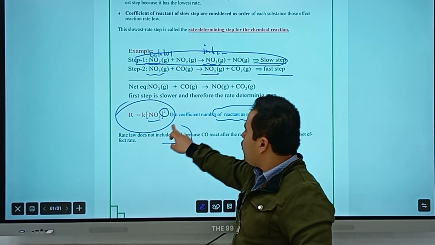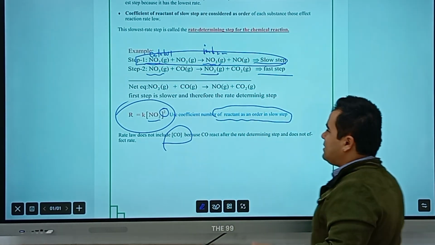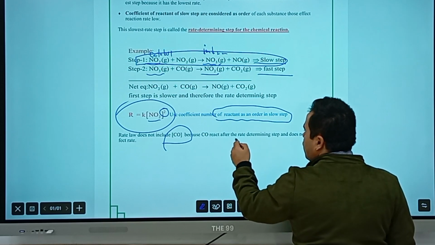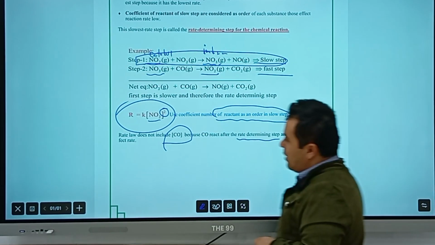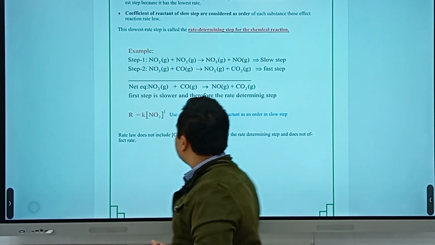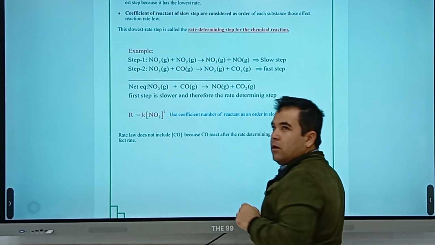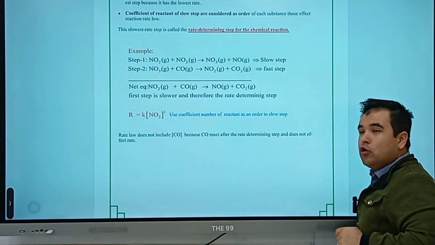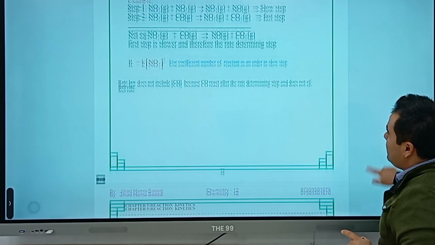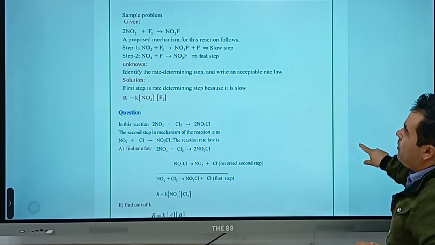Here the CO concentration does not affect the rate. Why? Because it's not in the rate determining step. You may guess that CO is not a part of the rate law because it's not in the rate determining step or the slow step.